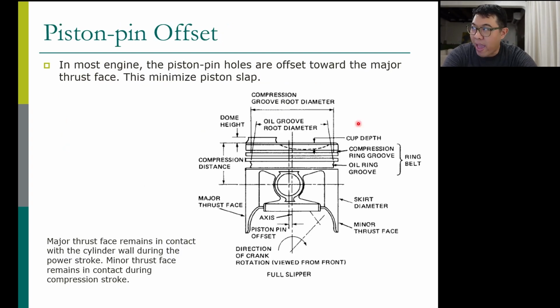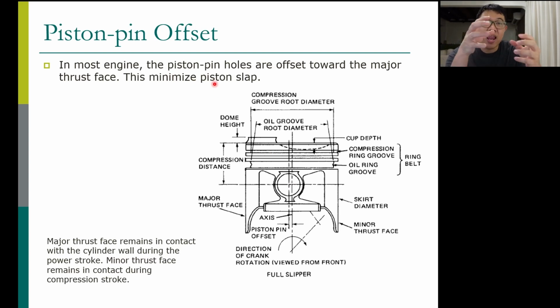The piston also needs to have this piston pin offset. The offset is just here. It is the distance between the center of the piston and the center of the piston pin. You have a little bit of offset there. This offset is used to minimize piston slap.